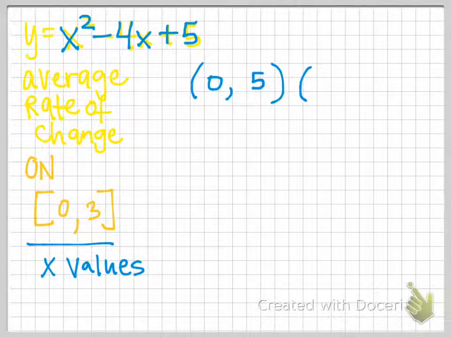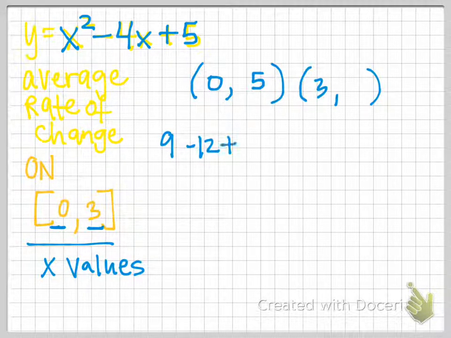When x is 3, so I just plugged in 0, now I'm going to plug in 3. When I plug in 3, let's see, 3 squared is 9. Then I plug 3 in here. So 9 minus 12 plus 5. 9 subtract 12 is negative 3, plus 5. 5 take away 3 is 2.